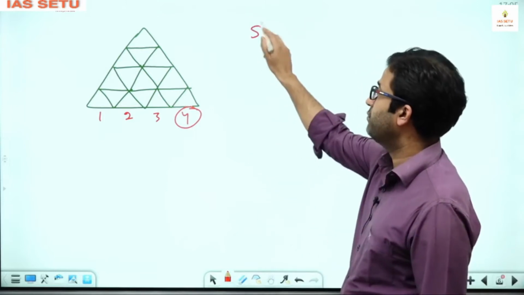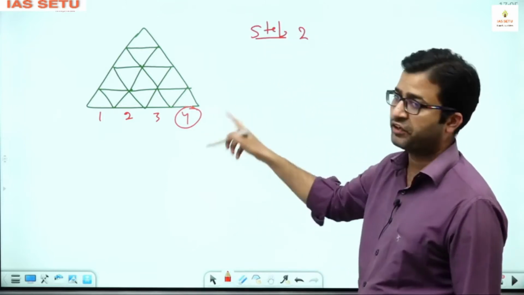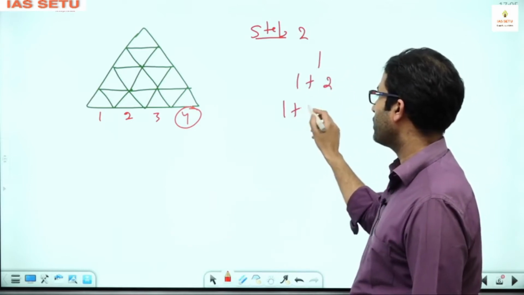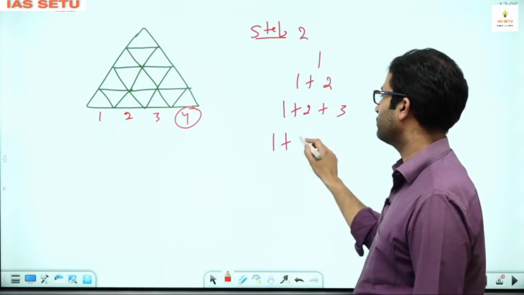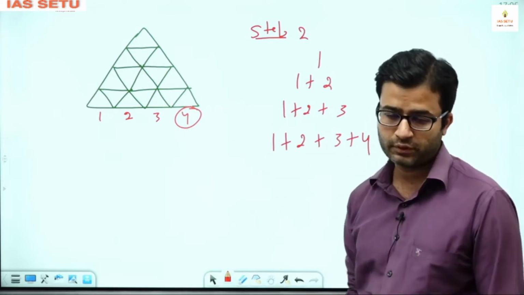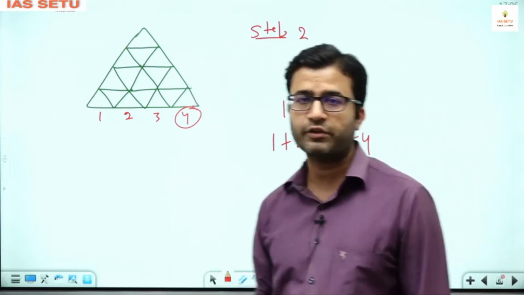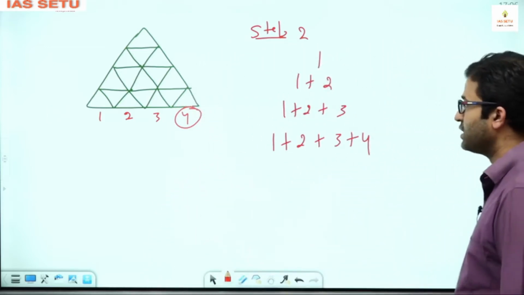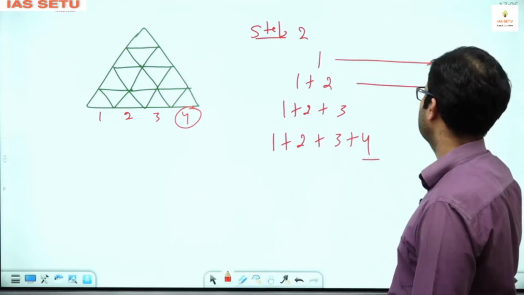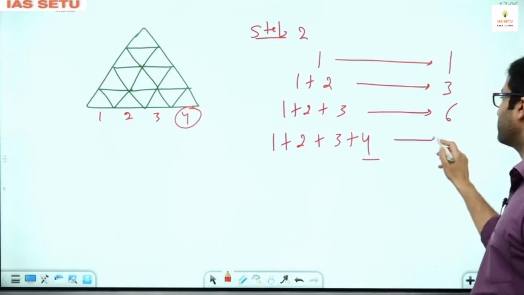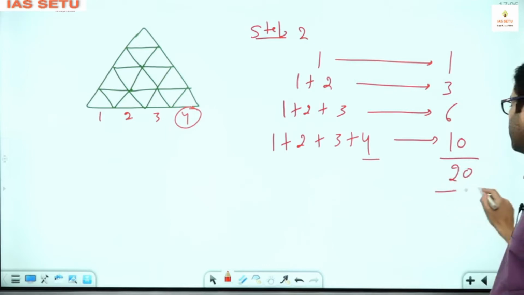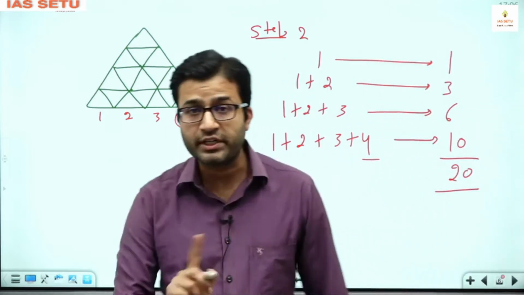So here step number 1, there are 2 steps. If it is a complete figure, so start with 1, then 1 plus 2, 1 plus 2 plus 3, this is 1 plus 2 plus 3 plus 4. It is 4, we have to go up to 4. I will take one more question also after this, then I will take PYQ, which is asked. So this is 1, this is 3, this is 6, this is 10, 16, 19, 20. But this 20 is not answer.